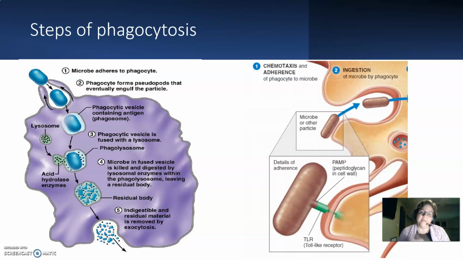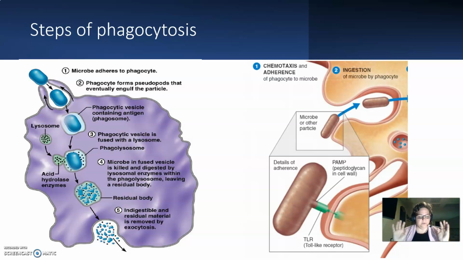Phagocytosis will happen, but opsonization is a protein serum that coats the outside of the microbe, and it actually makes it easier for phagocytosis to happen. It coats the microorganism in some kind of protein, and it makes it easier to ingest by the phagocyte. So that's opsonization. After adherence comes ingestion.